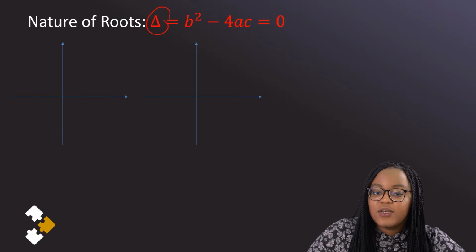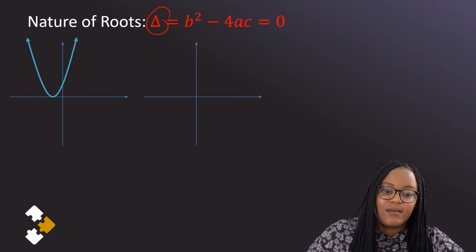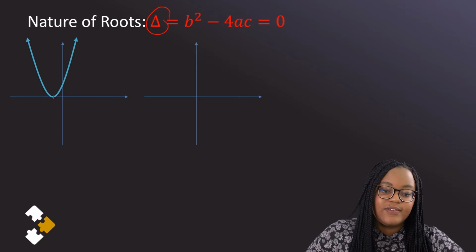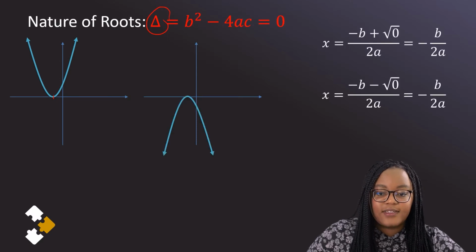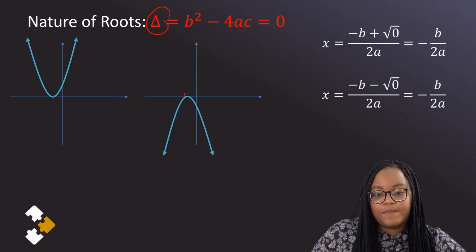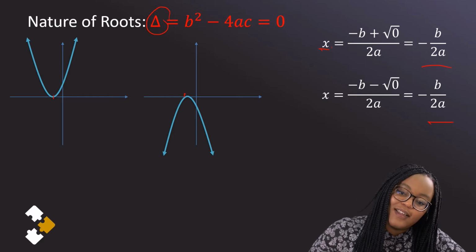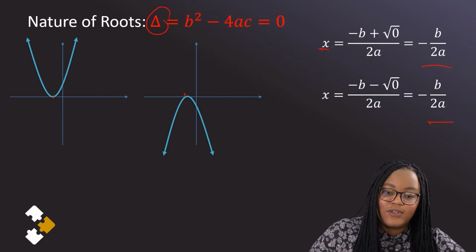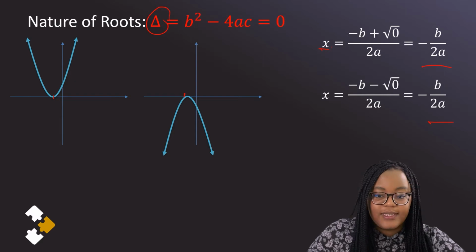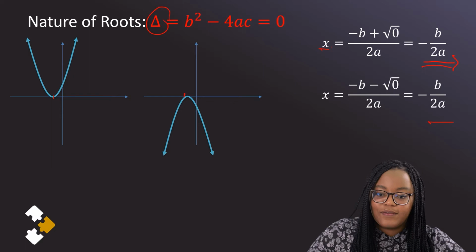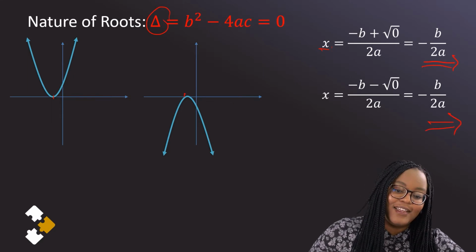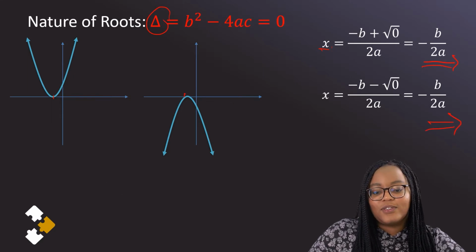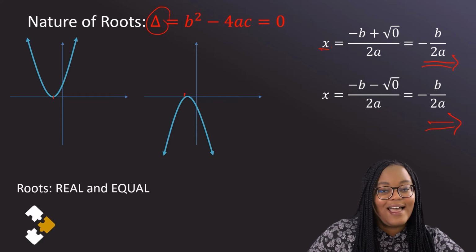When delta is equal to 0, your function will look something like this. And you can see that there is only one x-intercept. Thus, when you are solving here, your root is going to be equal to 0. And you'll notice that this formula will be quite familiar to you. It is the formula of your turning point, the x value thereof, as an interesting aside. When your delta is equal to 0, your roots will be real and equal.